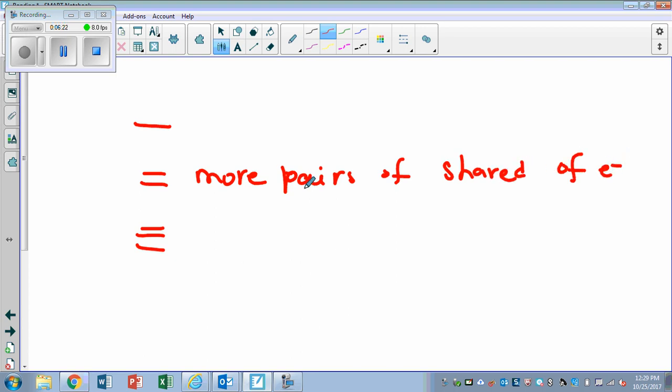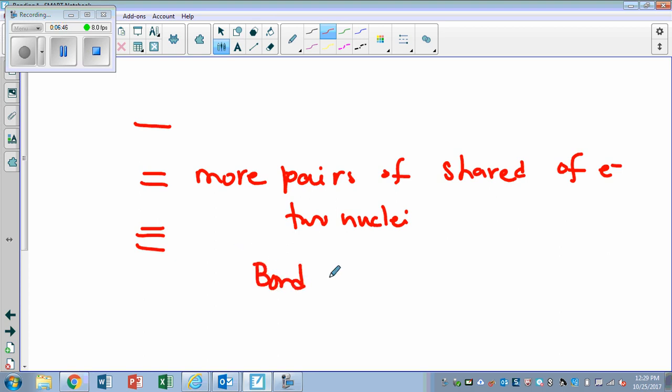There are more pairs of shared electrons between two nuclei. I'm writing this so I want to make sure that when it comes on the test, you use the proper terminology. And triple bond, as I said, is going to be even stronger than double covalent bond. And we measure the strength of the covalent bonds by talking about bond enthalpies.